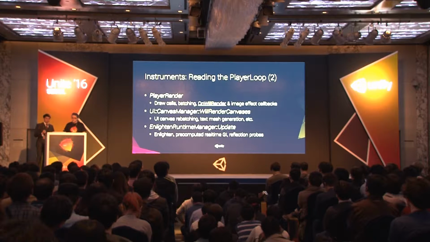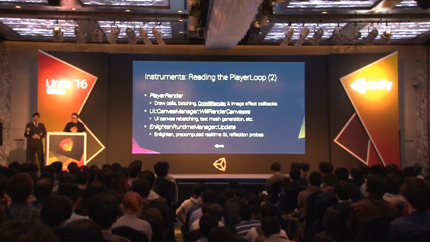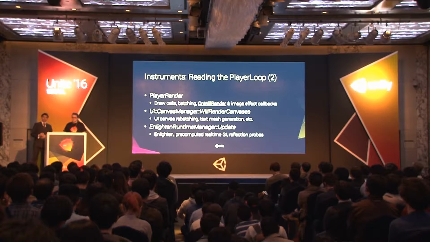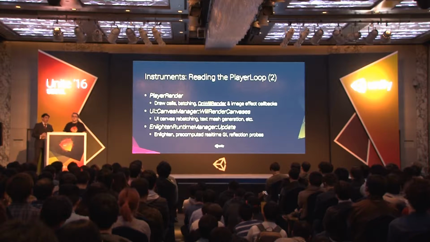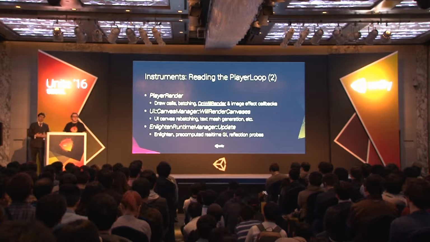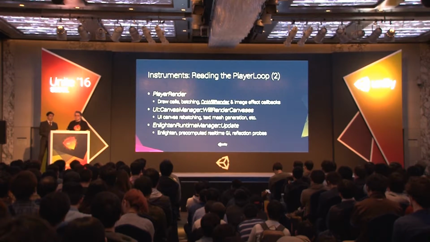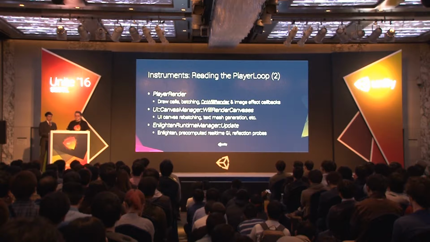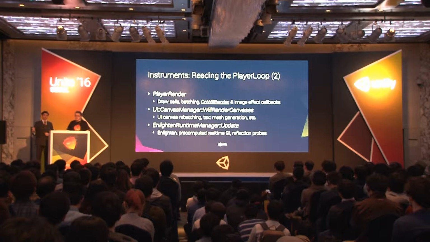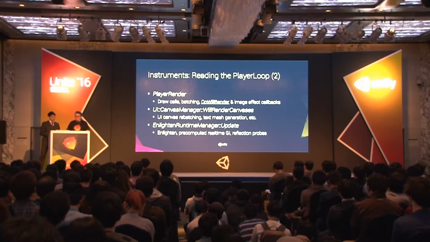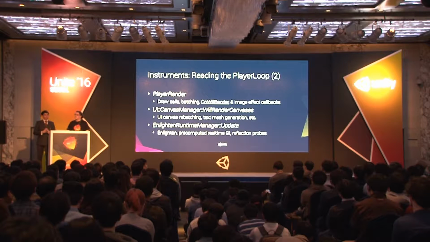If you're running pre-computed real-time GI or reflection probes, these will show up under the Enlighten runtime manager. Unlike all the other things I've mentioned, there's no real script that can affect this. If you need to reduce the cost of this, you have to reduce the number of reflection probes in your scene, reduce their sample rate, or you have to reduce the quality or number of things affected by pre-computed real-time GI.